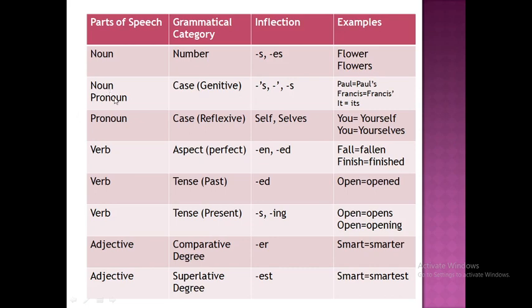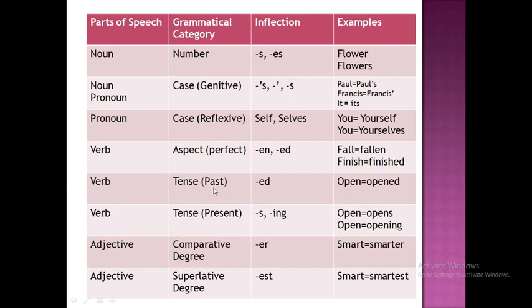Noun or pronoun: if you want to change the genitive case, you need to add an apostrophe s, only an apostrophe, or only s, to get a new word. Paul's, Francis', its. Pronoun with its reflexive case: when you add self or selves, you get a new word, yourself and yourselves, with the help of the inflection technique. When you have a verb with the aspect of perfect tense, you add en or ed at the end of a word. Fall, fallen, finished. So you get new words.